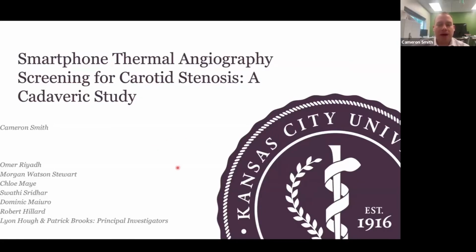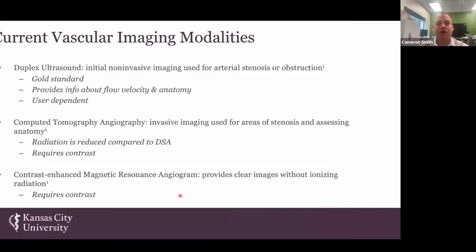So, a little background about current vascular imaging modalities. We have the duplex ultrasound, the computed tomography angiography, and also magnetic resonance angiograms. These types of imaging modalities are used to look at either localized or broad areas of vascular anatomy in the human body, while also looking at different pathologies within these arteries, more specifically arterial stenosis.